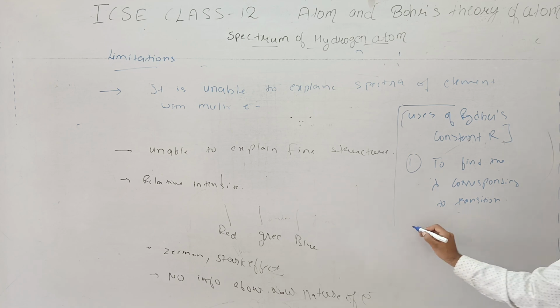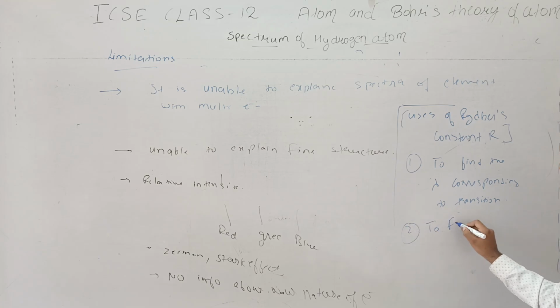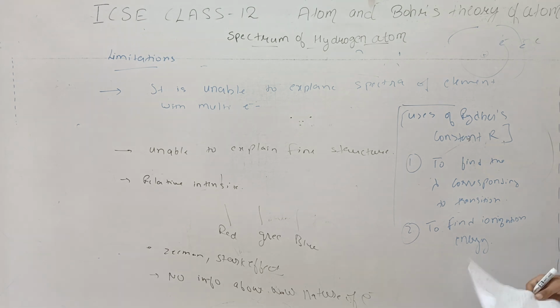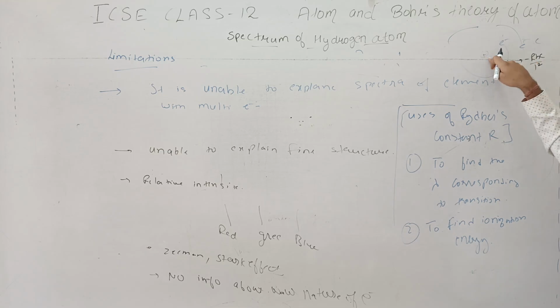And the second use is to find ionization potential, ionization energy. What is ionization energy? So this is the atom, this is the nucleus, this is the electron, and suppose it is in some orbit. In this orbit it has an energy. In the very first orbit it has an energy. How much energy? Minus RHC upon 1 squared. This is the energy in the ground state, which we have studied earlier. This is the ground state energy.